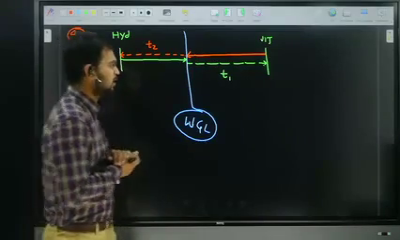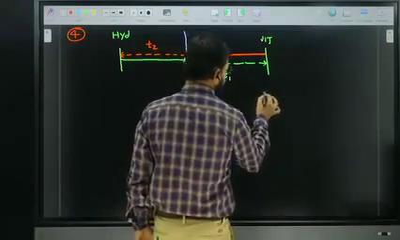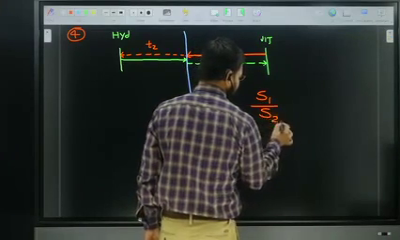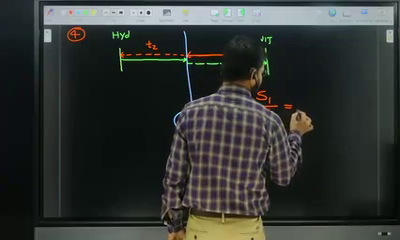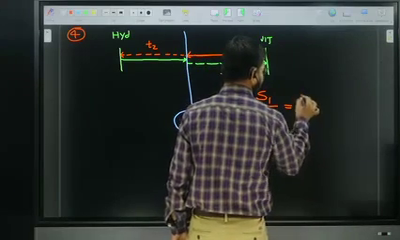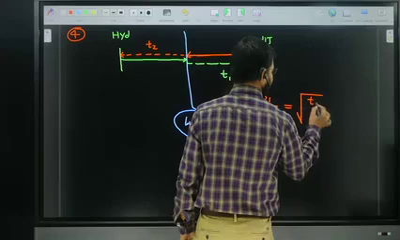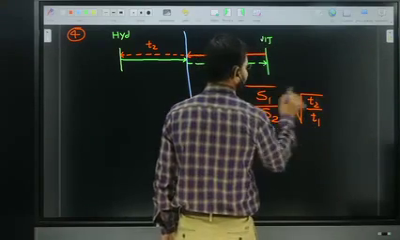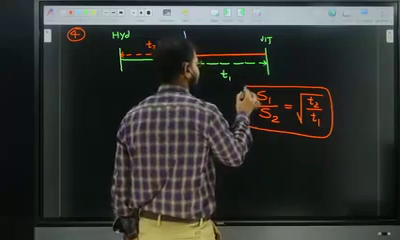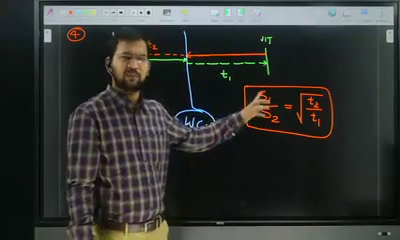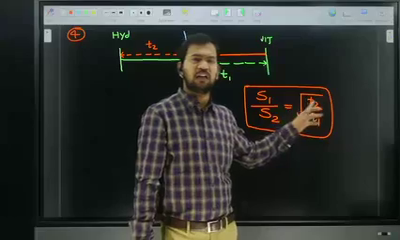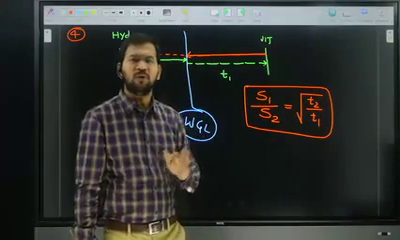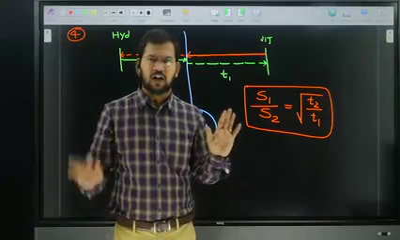Whenever they give this type of situation in the question, one relation is there. Look at me, all of you. S1 by S2 is equal to square root of T2 by T1. Here S1, S2 are the speeds of both the trains, and T1, T2 are the times for the two trains from the crossing point to their respective destinations. All of you clear?